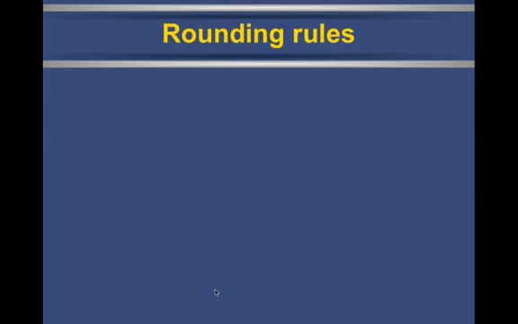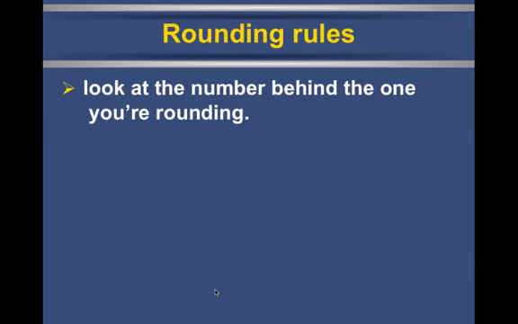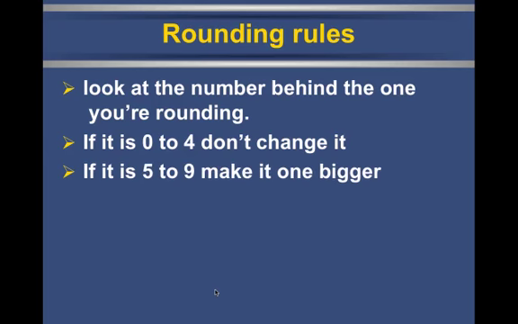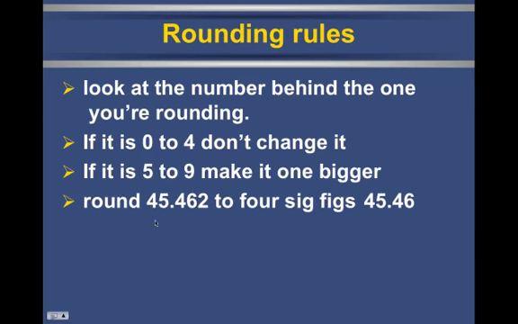Rounding rules. Look at the number behind the one you're rounding. If it is 0 to 4, you leave it the same. If it's 5 and up, 5 to 9, you go up to the next number. So let's look at an example. If you round 45.462 to 4 significant figures, so 1, 2, 3, 4, this 2 makes this 6 stay the same.